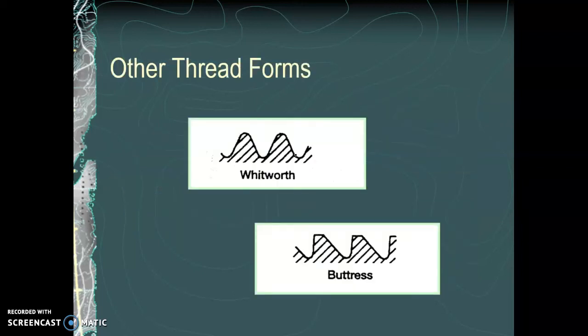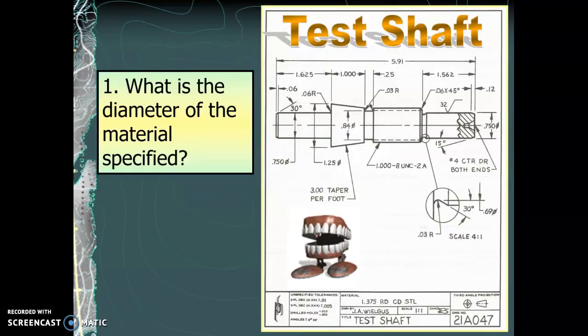This is what the old British Whitworth threads looked like. They were rounded at both the top and the bottom. And there's the buttress threads again.